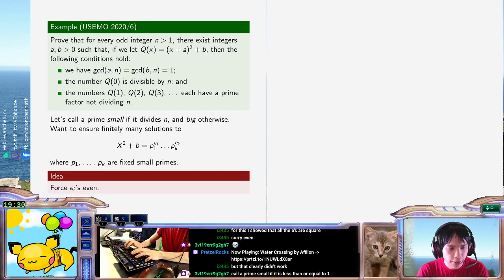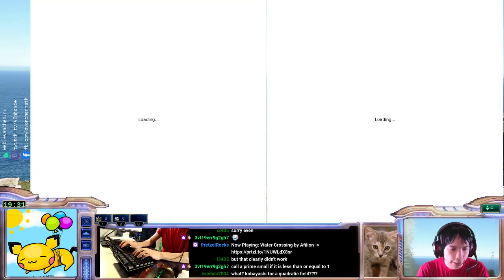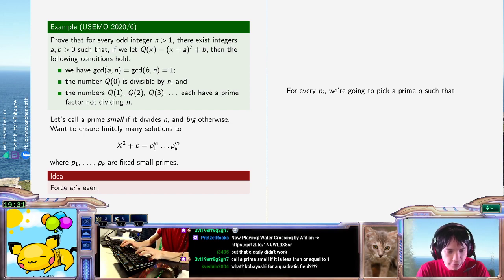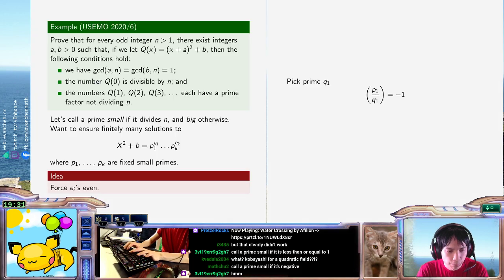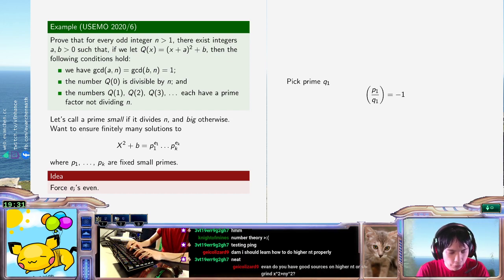For every p_i, we're going to pick a prime q such that the following is true. Let's do p1 actually. Let's pick a prime q1 such that p1 is not a quadratic residue mod q1, but it is a quadratic residue modulo all the other primes. You don't have to pick exactly this pattern, but I think this is the easiest pattern to pick.